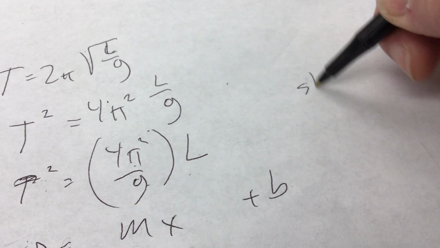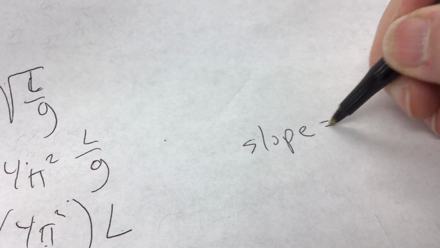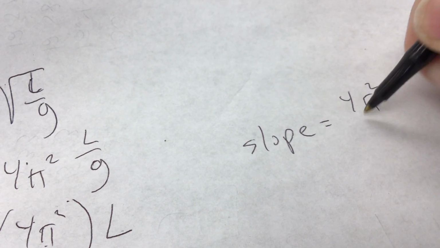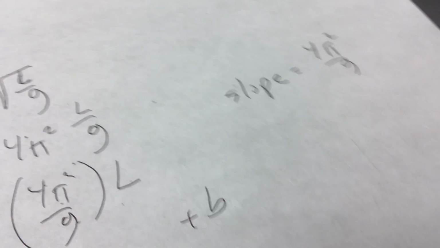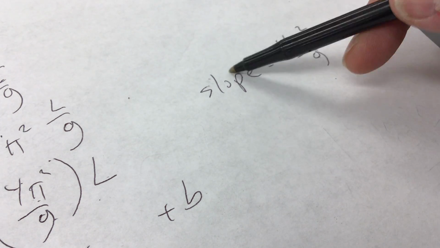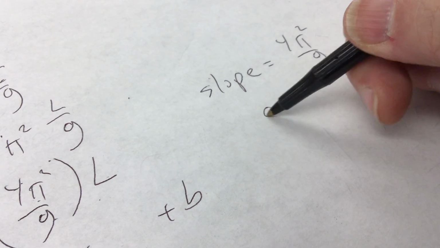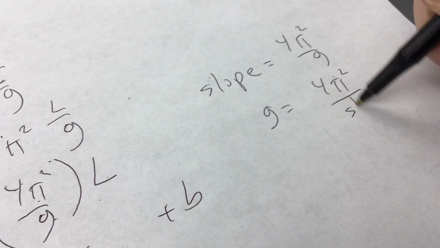So let's write the slope. What you're going to do is plot T squared versus L. You're going to find the slope. That's going to be equal to 4 pi squared over g. So how are you going to find your value of g from that? Well, you just invert the equation, solve for g. Just flip these two around. So g would be equal to 4 pi squared over the slope.